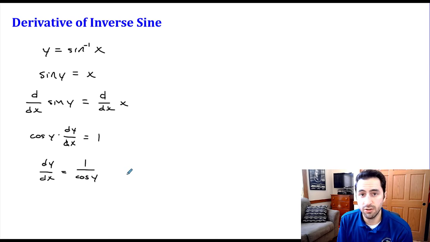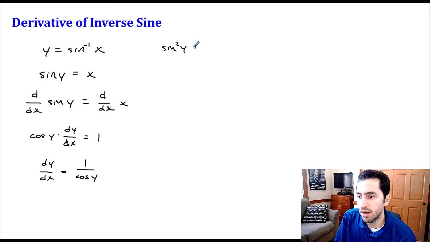So this is actually the derivative of the inverse sine. However, it does have the variable y in there. And what we want is a formula that's written in terms of x. So we need to find a way to substitute out that y. The way we're going to do that is to start with our Pythagorean identity for sine and cosine. So remember that sine squared of y plus cosine squared of y is equal to 1.